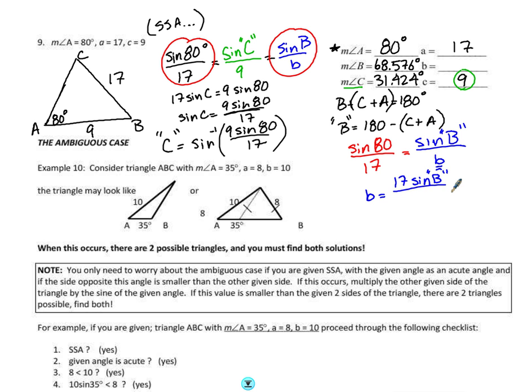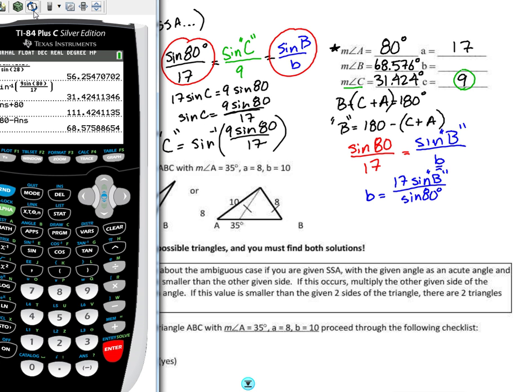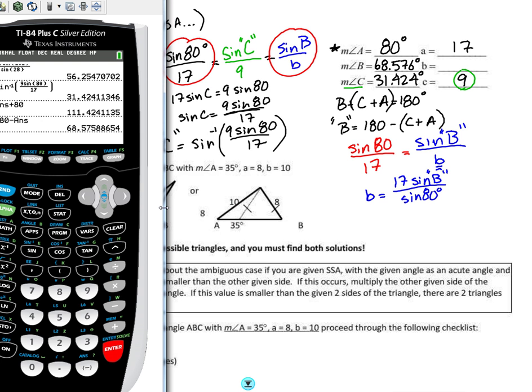So in my calculator now, let's get rid of this big picture. I want to go ahead and take 17, and I might want to go ahead and put that in a fancy fraction form.